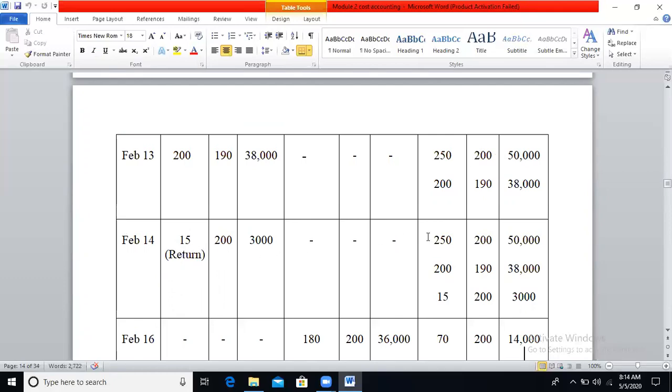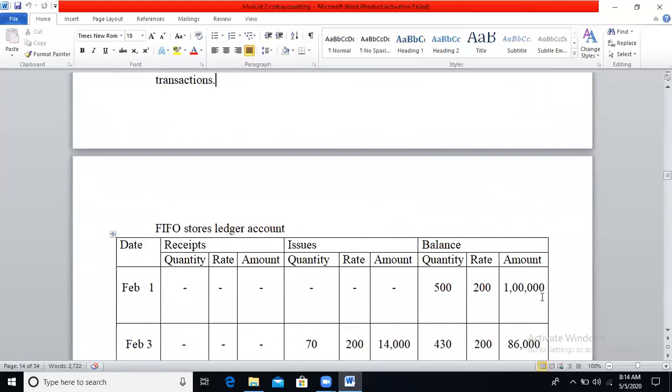Now, first write down the balance which is there in the balance column previously, still not issued. So still we are having 250 units of 200 rupees. Total value will be 50,000. 200 units of 190 rupees. Total will be 38,000. And 15 units of 200 rupees. Total will be 3000.